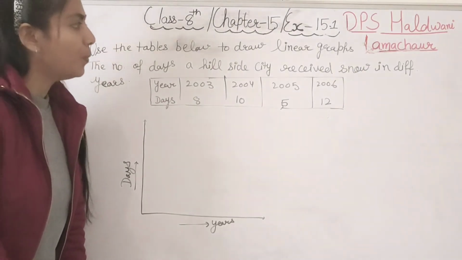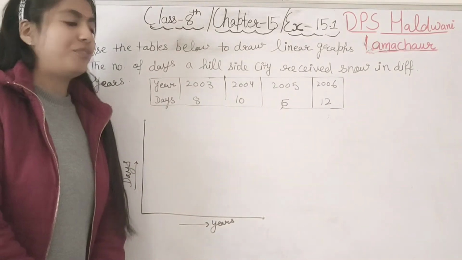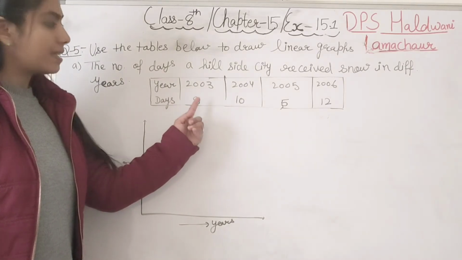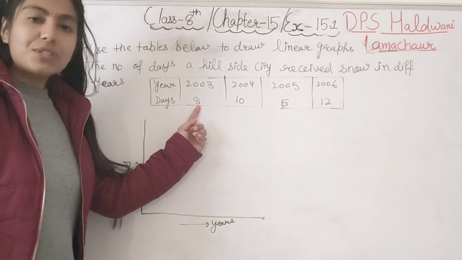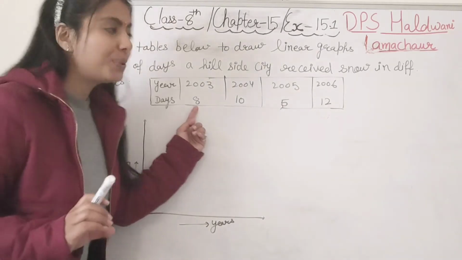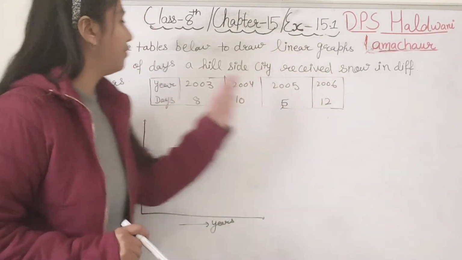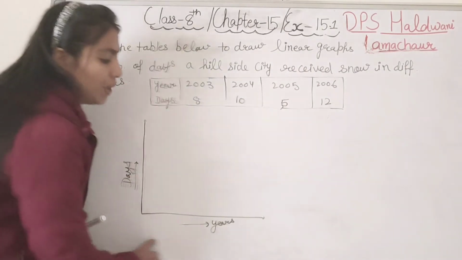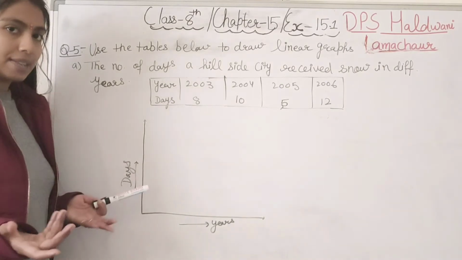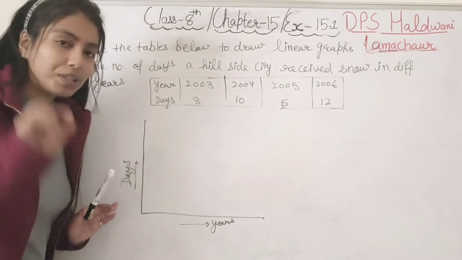Use the table below to draw linear graphs. Linear graph means in the form of XY coordinates. Now you have year and days. So here this can be the x-axis, this can be the y-axis. Points you have to show and then draw the line. Okay, student? Now, the number of days a hillside city received snow in different years. Year I have taken along the x-axis and days along the y-axis. The criteria is the same, only you have to mark it in the form of a dot, a point.